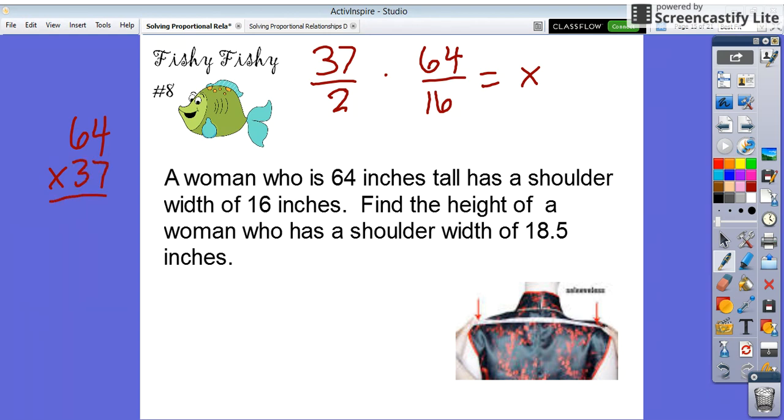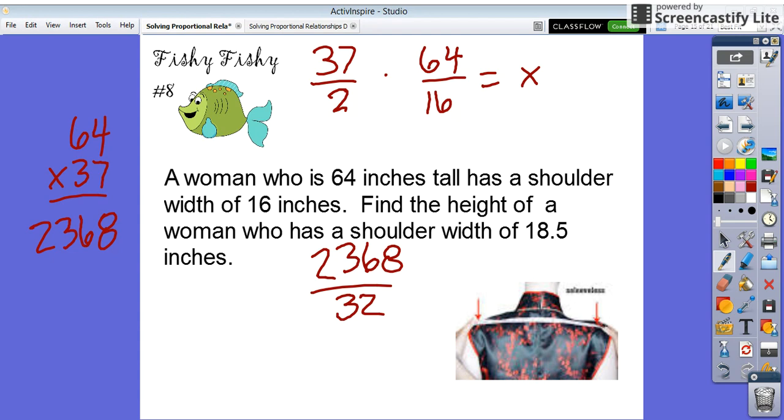Okay, to get that, my answer is just 2,368. I want you to do this on your paper. I didn't show you the steps, so I want you to practice on your paper, practice your multiplication. So that is 2,368 over 16 times 2. And 16 times 2 is going to give you 32.